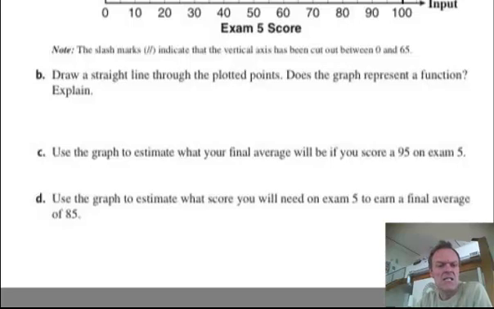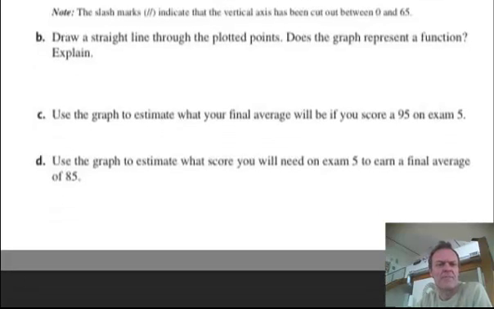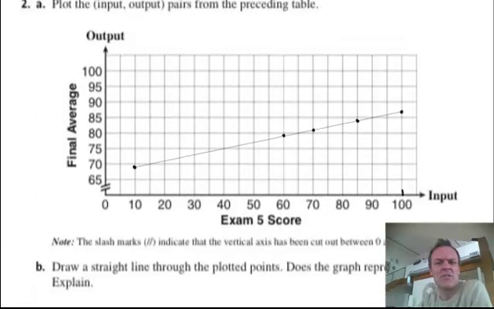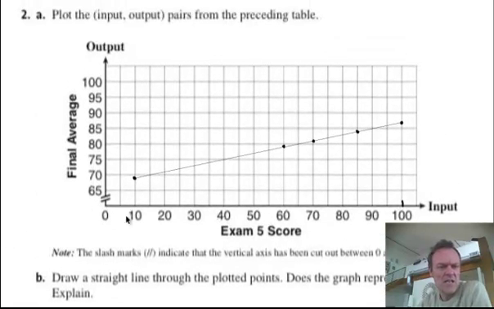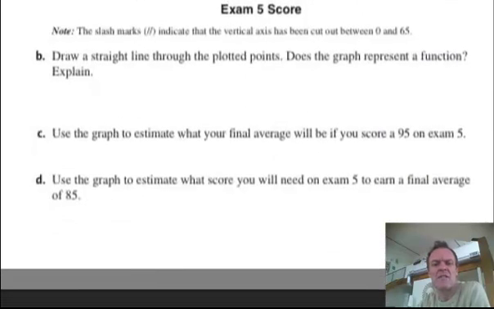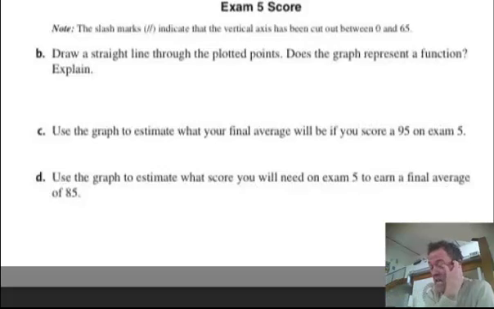Now then, here's some questions at the bottom here. Use the graph to estimate what your final average will be if you score 95 on exam 5. Well, this is great now. Here's 95 right here. If I read up and then over, it looks like it's going to be about 86 maybe. Is that right? So that point there. So I'll get about an 86 average if I score 95. I'm using no algebra there, I'm just using my graph.